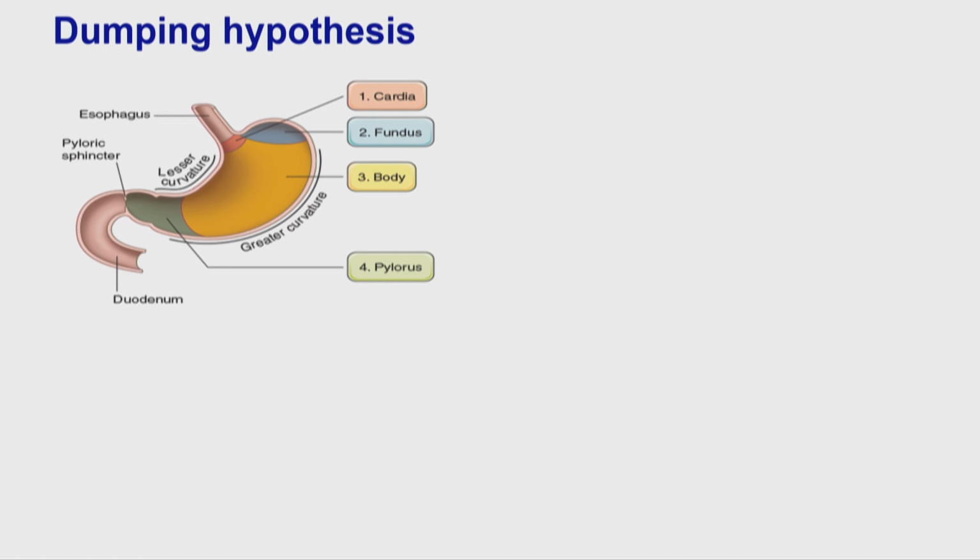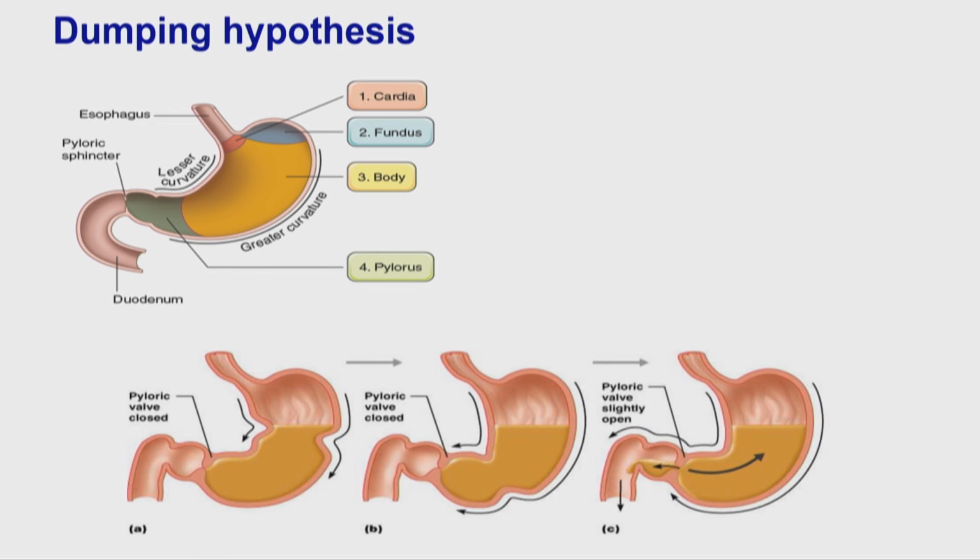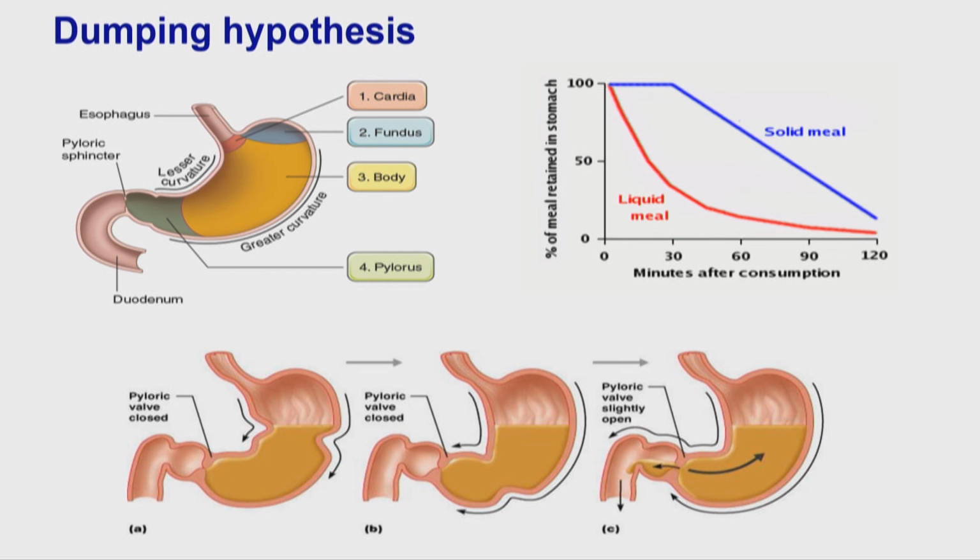And there is also what is described as the dumping syndrome or dumping hypothesis. The stomach normally has different parts, and these different parts work together to try and mix the food together, and then it slowly empties. The valve at the lower end of the stomach opens up and the food starts to slowly empty. And usually a liquid meal will empty much faster than a solid meal.